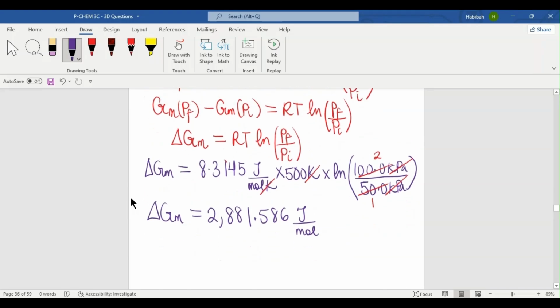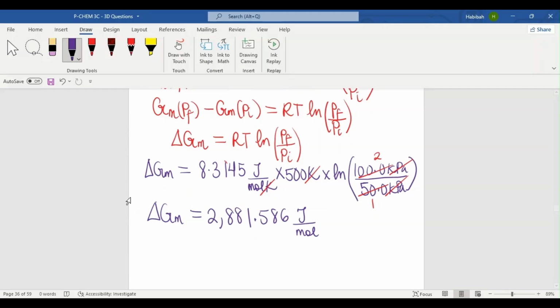So what's going to happen is we're going to go from joules per mole to kilojoules per mole, and we have 1000 joules equals 1 kilojoule. So to go from joules per mole to kilojoules per mole, we're just going to divide by 1000. So the change in molar Gibbs energy becomes 2.88156 kilojoule per mole.